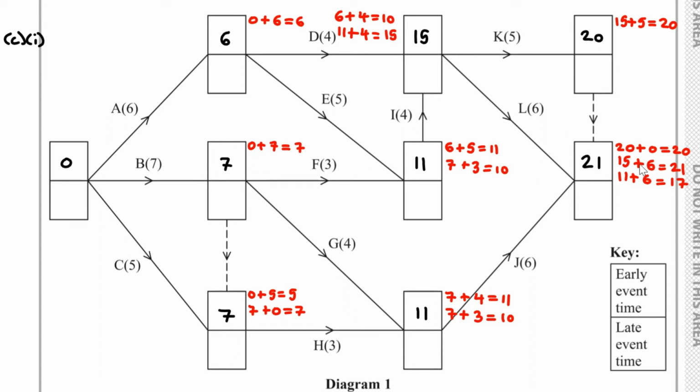So the minimum completion time you can see is 21, and for the late event time, because here we have the sink node, here we also have 21 for the late event time. And now we need to work backwards. So if we work backwards, here we have 21, take away the weight of the dummy, which is 0. Turns out here we get 21, so 21 goes here.